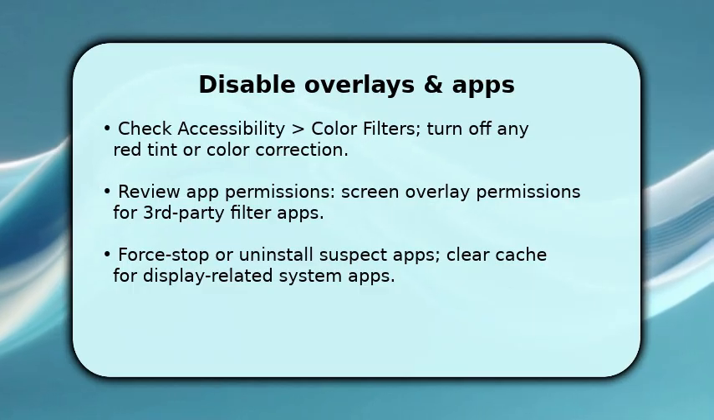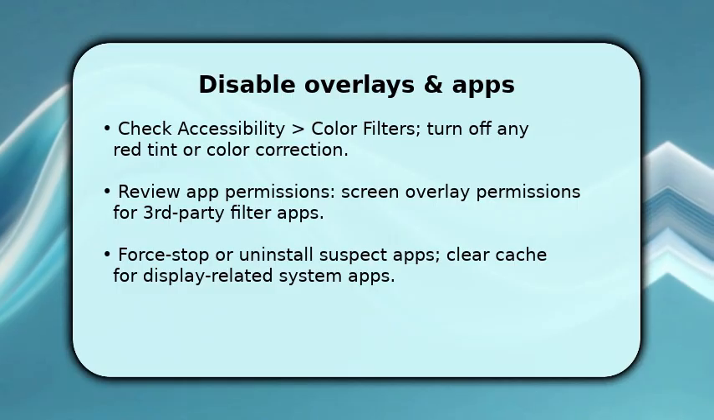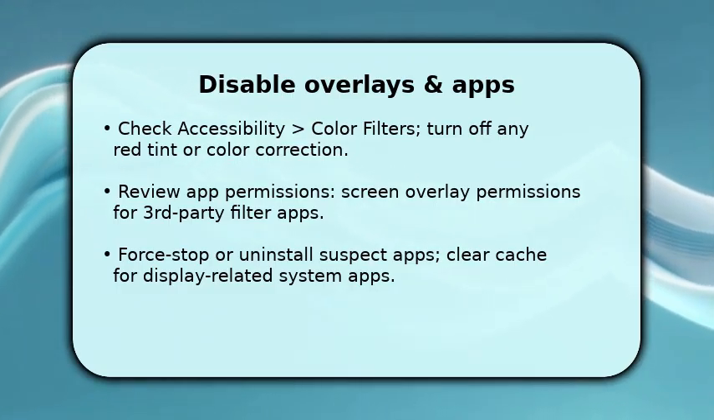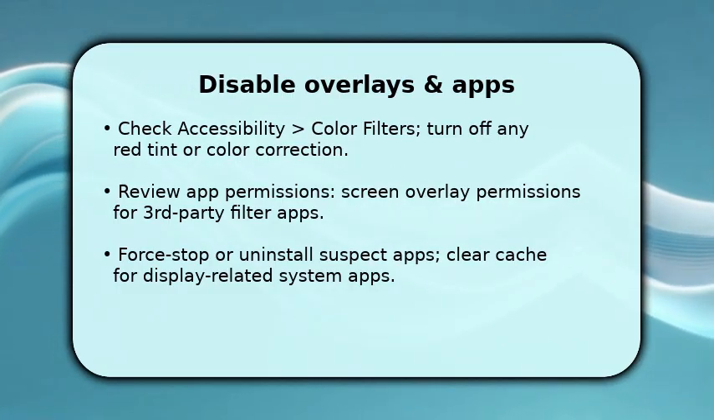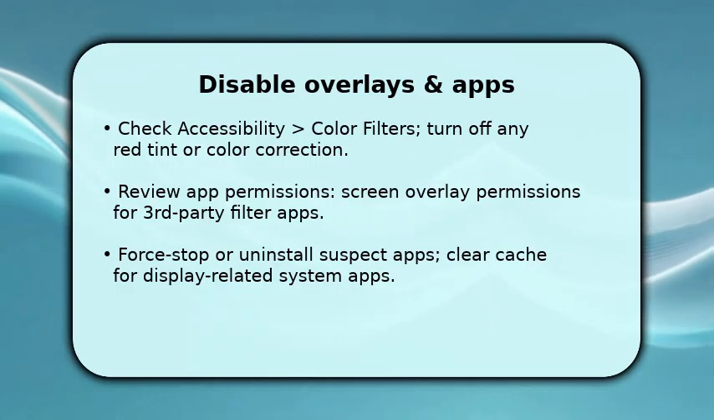Go to accessibility and confirm color filters or color correction is off. You may need to toggle developer or advanced settings to reveal it. Next, inspect installed apps that can overlay the screen, grant or revoke screen overlay permission and force stop, or uninstall any app that adds a red tint.